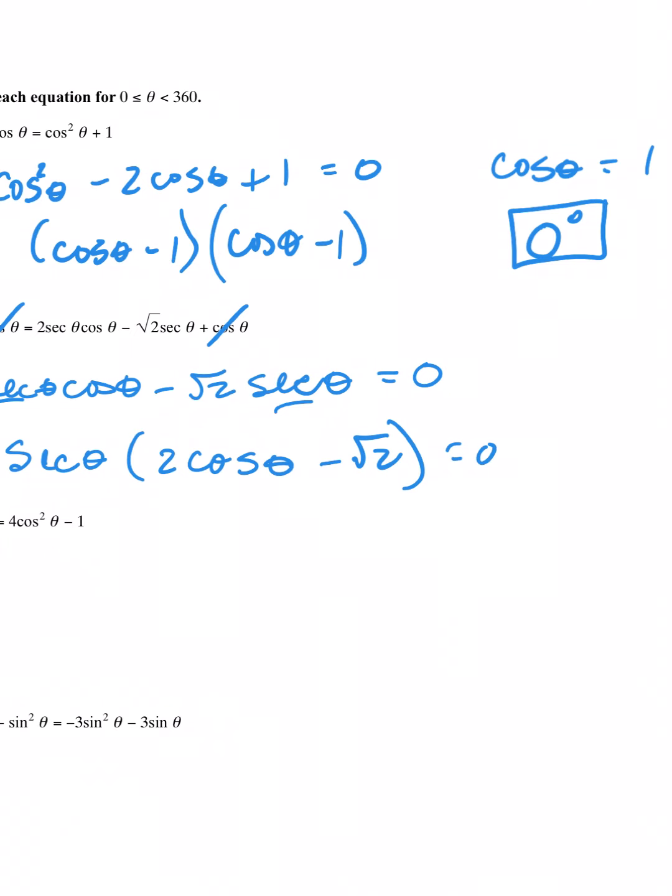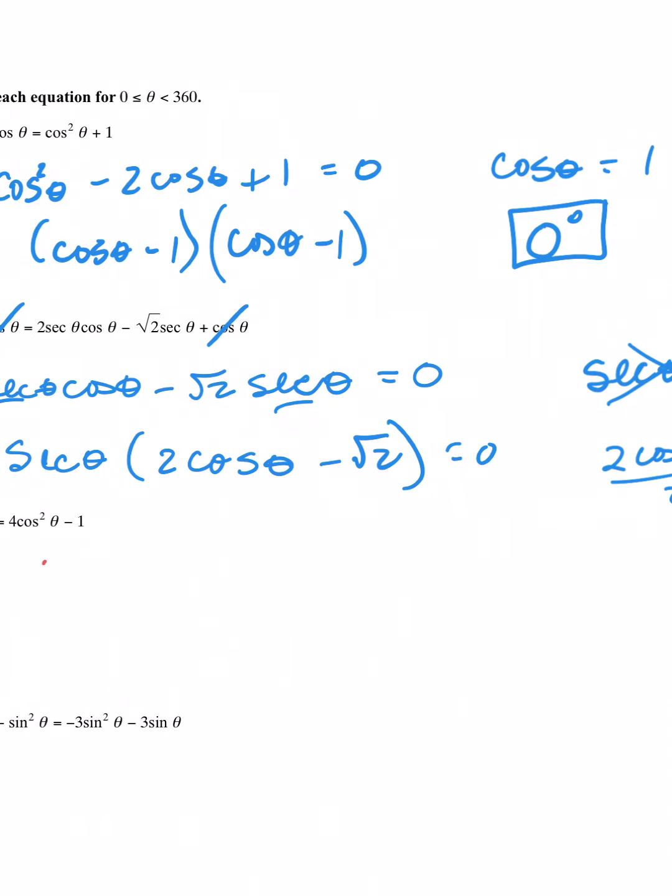So now we do this: secant of theta equals 0. That means that the cosine is undefined, and there is no such thing as an undefined cosine on the unit circle. So now we have 2 cosine of theta equals root 2, and divide by 2. So who has a cosine of theta of root 2 over 2? That's 315 and 45 degrees.